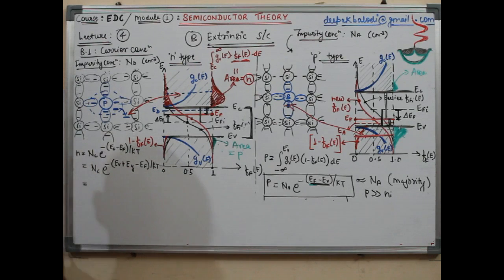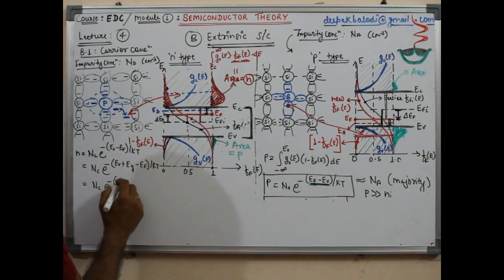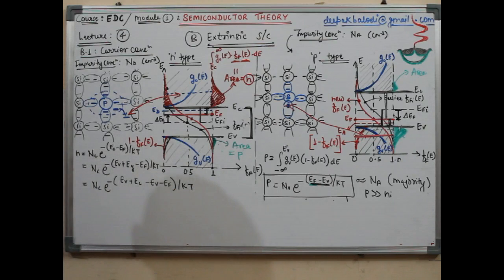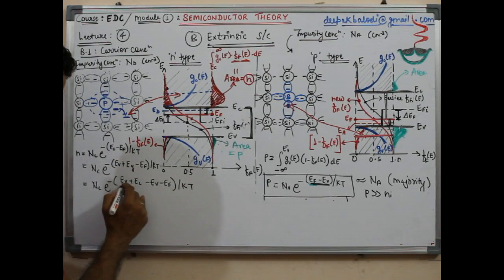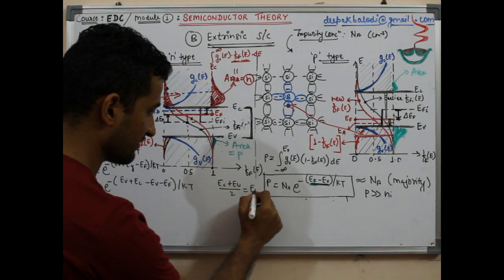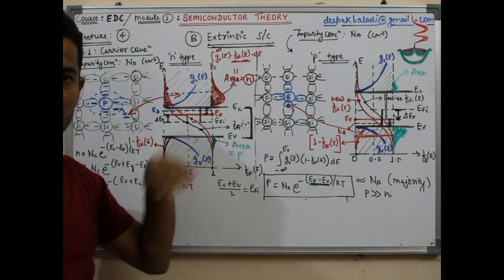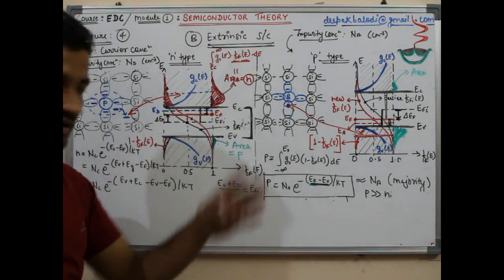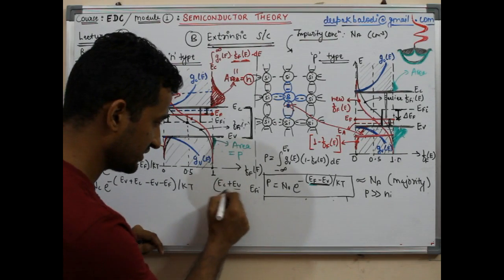Then you see, EG is EC minus EV, so we can take EC minus EV, minus EF by KT, and EV and EV anytime you can cancel and come back to this value. But here what I am trying to make is EC plus EV, and EC plus EV by 2 is nothing but EFI, the intrinsic Fermi level, which is not valid in the case of extrinsic, but just as a reference for how much we have moved up or down. For that we still want to compare with the intrinsic case. So EFI is this.